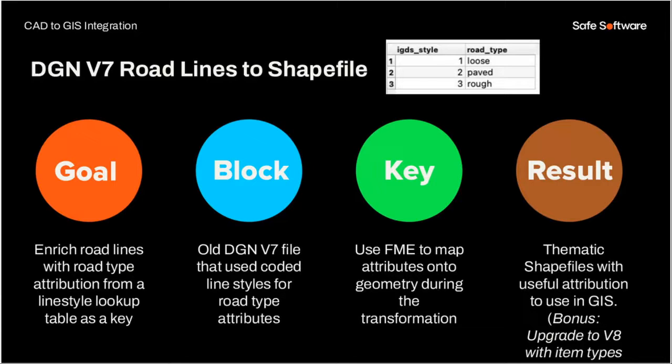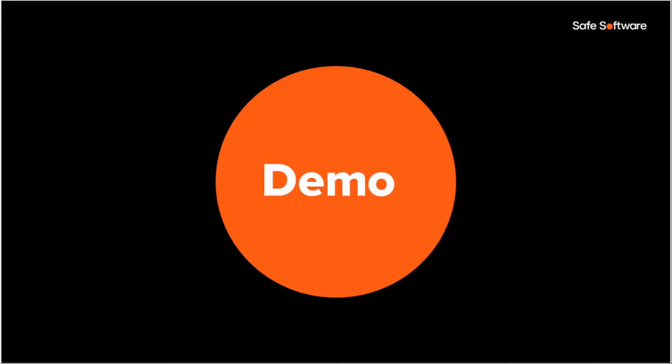And this is a file where the attributes are actually stored in the line style. So at the top right there in that little screenshot, we have the style: 1 means loose road type, 2 paved, 3 rough. And we're going to add that as attributes so a lookup table isn't required. And at the same time, just because it's easy, we're also going to upgrade our DGN file. So we are going from DGN to shapefile, but also to DGN V8. And we're going to keep those attributes as item types, just as a bit of a taster. So with that, we will head into a demo.